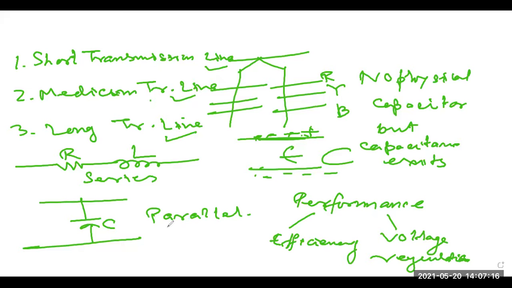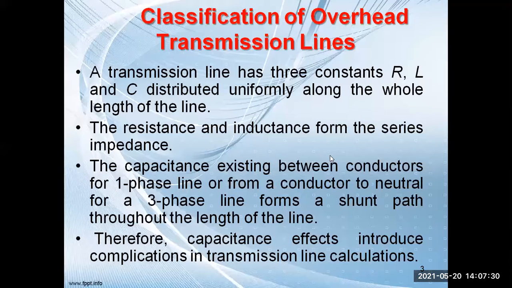So how to classify these transmission lines? There are two parameters: one is the distance and the second is the voltage level. Based on that, we can classify the transmission lines. Okay. So with that, I think we'll conclude this class. We'll continue in the next class.